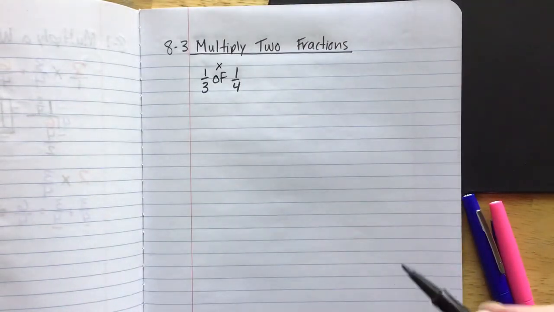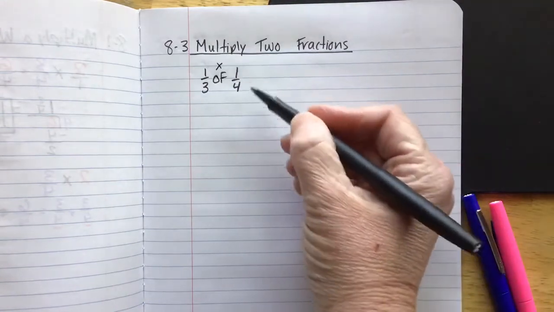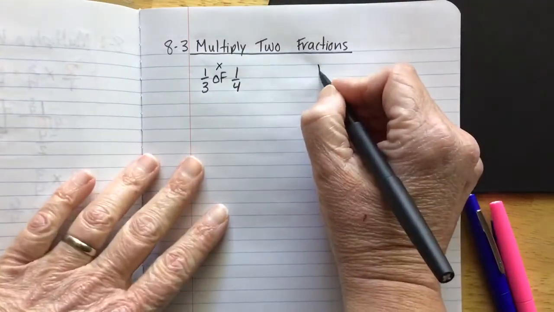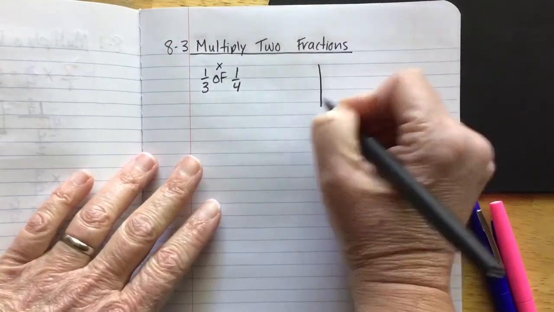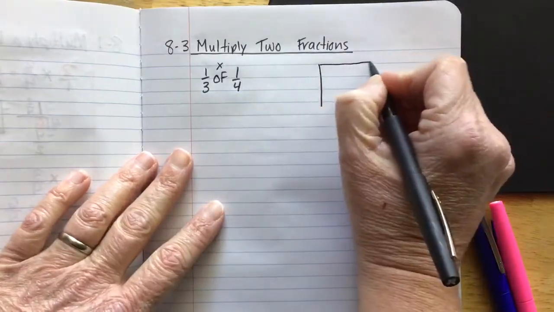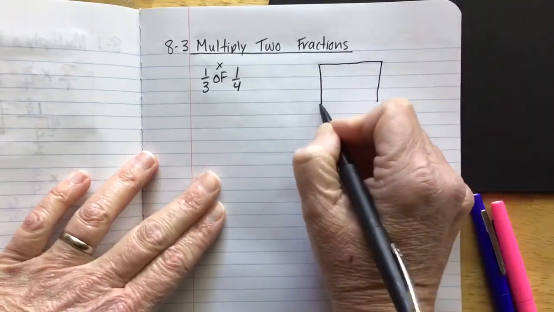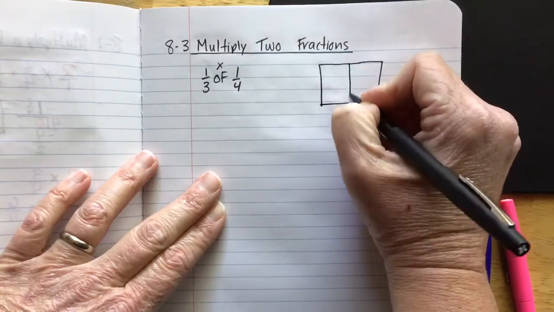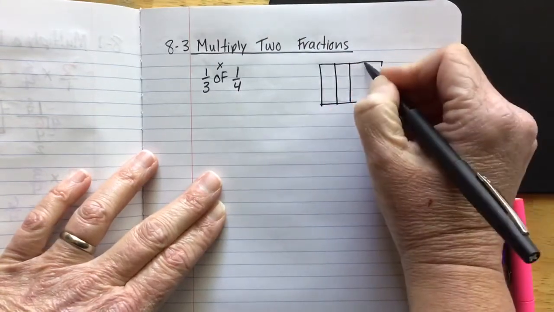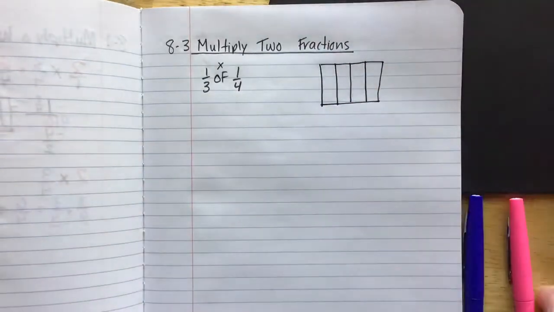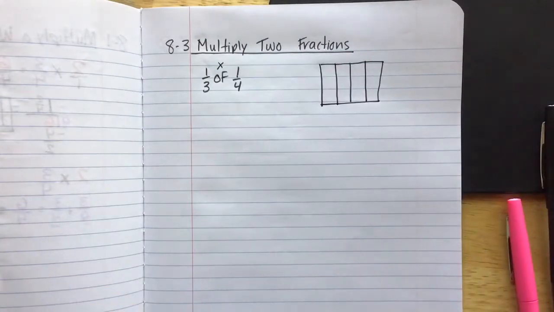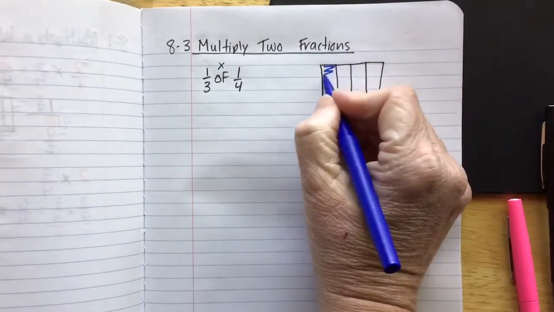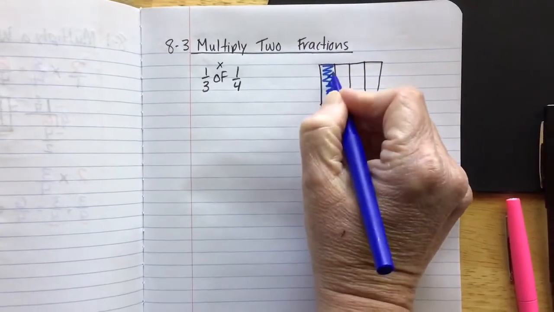So let's go ahead and start with our 1/4. Let's go ahead and draw that. So if we have 1/4, I'm just going to make an area here, divide it into fourths. They don't have to be perfect. So this is going to represent our 1/4 right here.